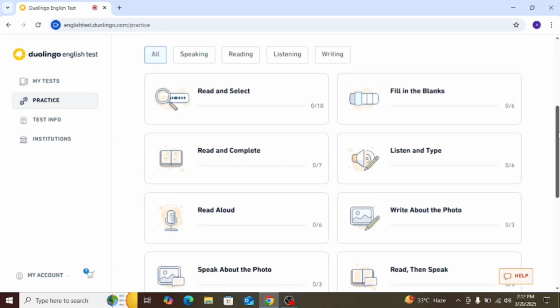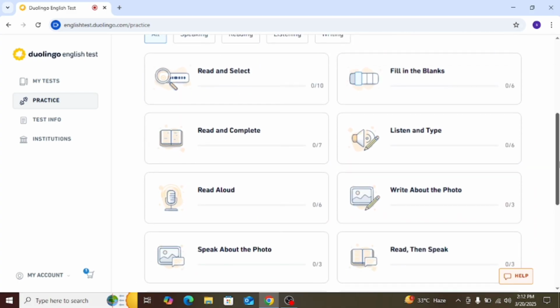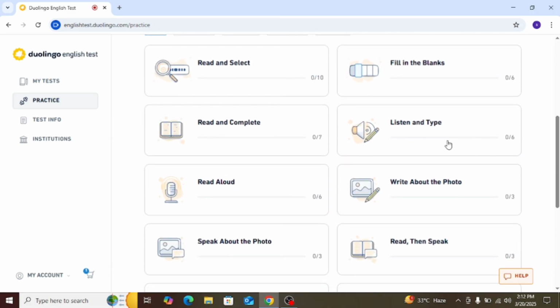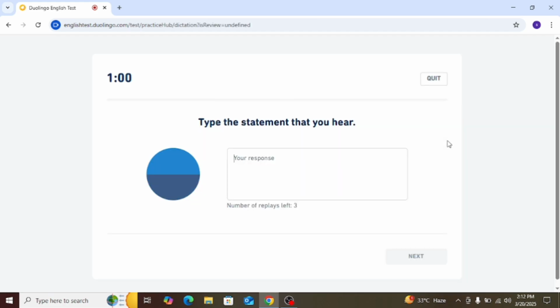Now I want to go with listen and type. What kinds of question are given by Duolingo? Listen and type the statement that you heard. Let me listen again. She is my sister. So I should have to type here: she is my sister.